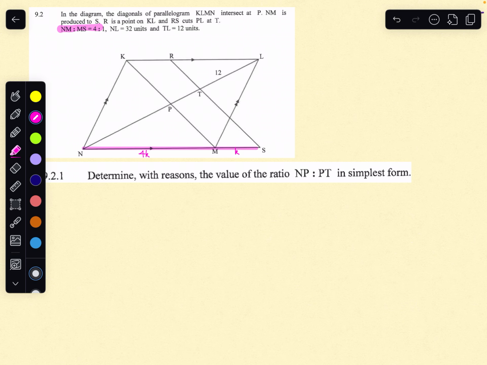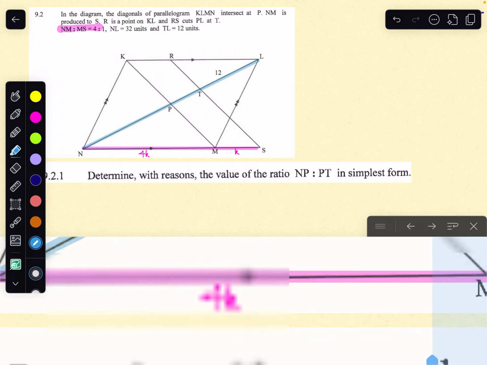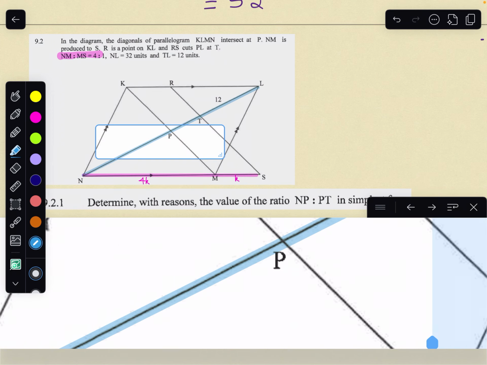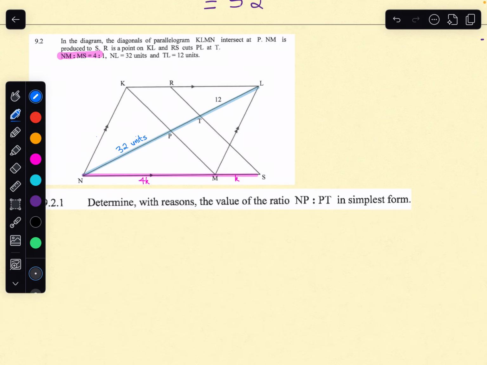Then we're told that NL is 32 units. So I'm just going to highlight that in blue. Okay, and I'll also highlight the piece of information where it appeared. And then TL is 12 units.